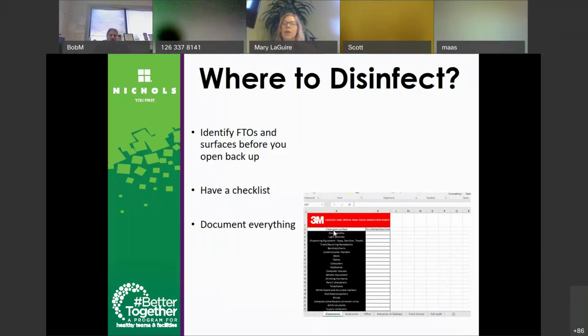So in your facility, identify what those FTOs are before you open back up, if you haven't opened back up already. Have a checklist and document everything. So this is an example of a 3M checklist. They have different tabs, classrooms, restrooms, office, and what all those FTOs are in all those areas. And document the person who is cleaning all of those FTOs. I think before COVID-19, it may have been easy to overlook some of those areas. We don't want to do that anymore. We're in the midst of a pandemic. We have to make sure that those areas are being checked off.